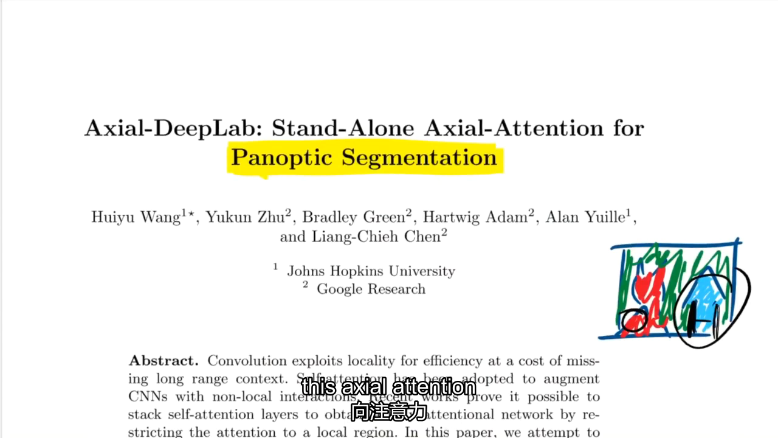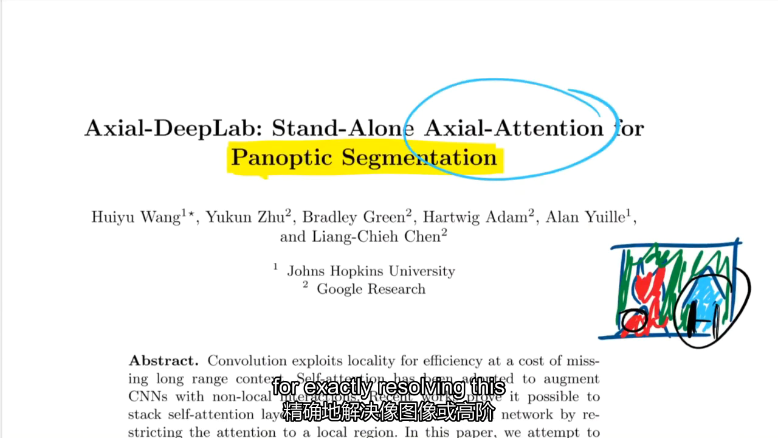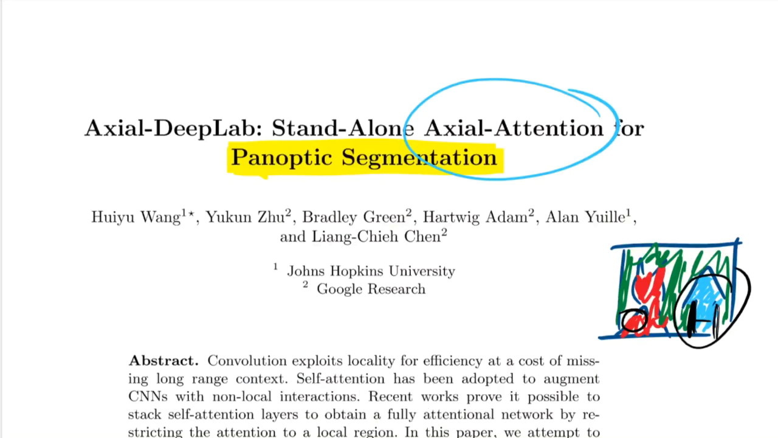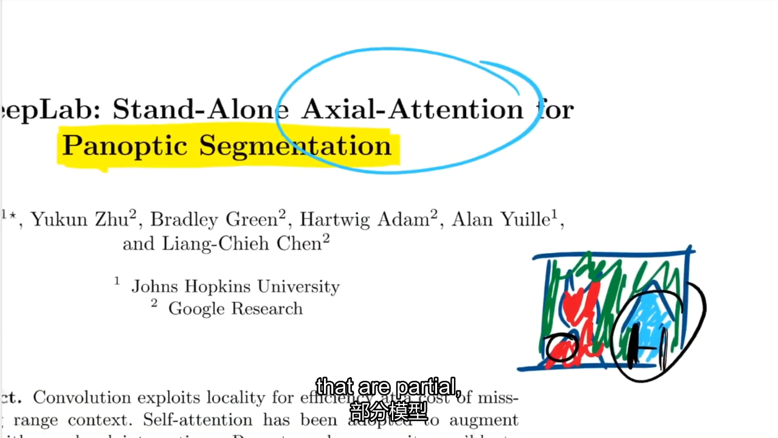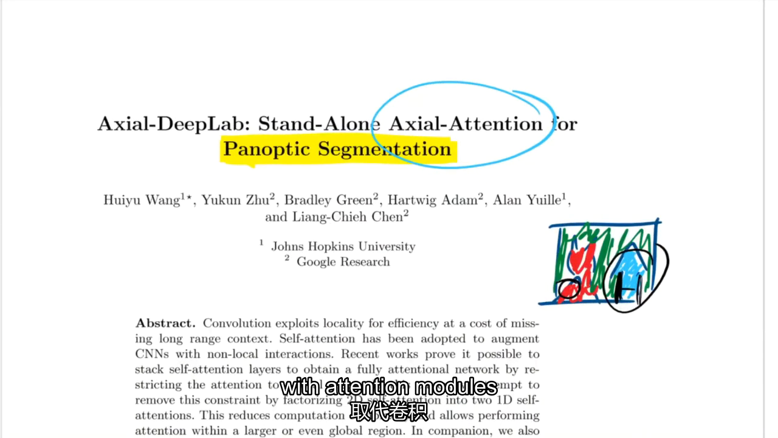So they use axial attention, which has been introduced for exactly resolving this problem in types of data like images or higher-order tensors, and they also combine it with learned positional encodings, which we've seen time and time again throughout the transformer and attention literature. So the combination of axial attention and these learned positional embeddings allows them to replace the ResNet backbone that is usually found in panoptic segmentation models with standalone attention. So they build models that partially replace the convolutions with attention modules, or replace them entirely. So the entire model is going to be just an attention model, with no more convolutions in it.